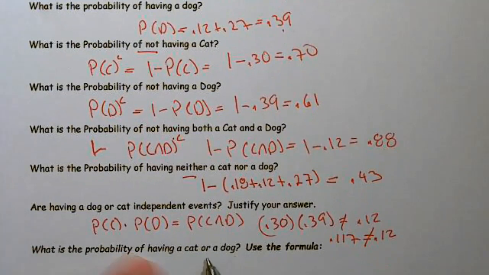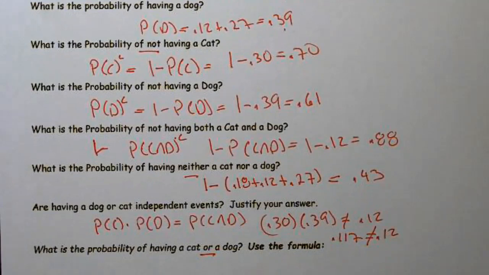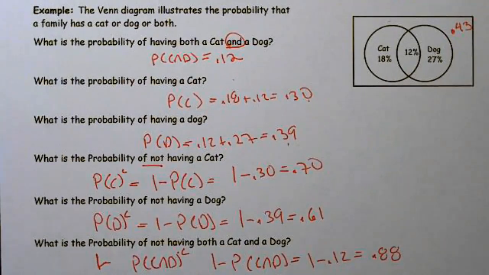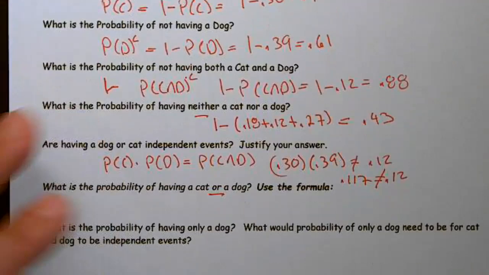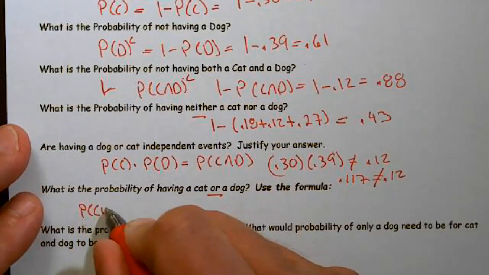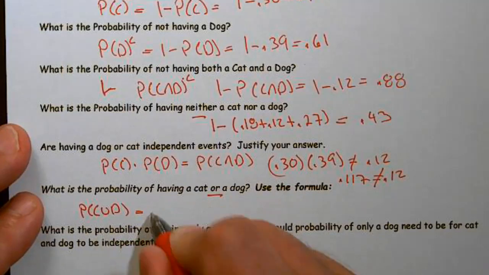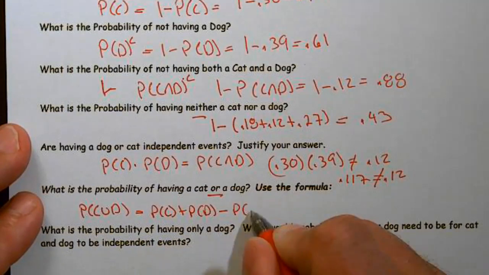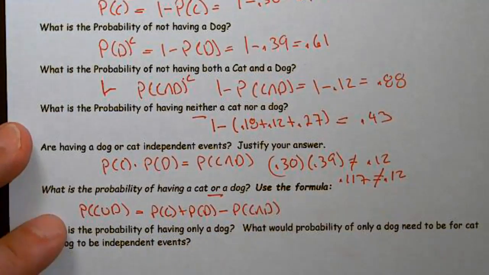What's the probability of having a cat or a dog? Use the formula. Or means add. As I mentioned in a previous video, in the past, we've just added probabilities and didn't worry about them because we didn't have an overlap. They were mutually exclusive. But here, we have an overlap. So we're going to have to use the general addition formula, which says the probability of cat or dog, cat union dog, equals the probability of cat plus the probability of dog minus the probability of cat and dog.